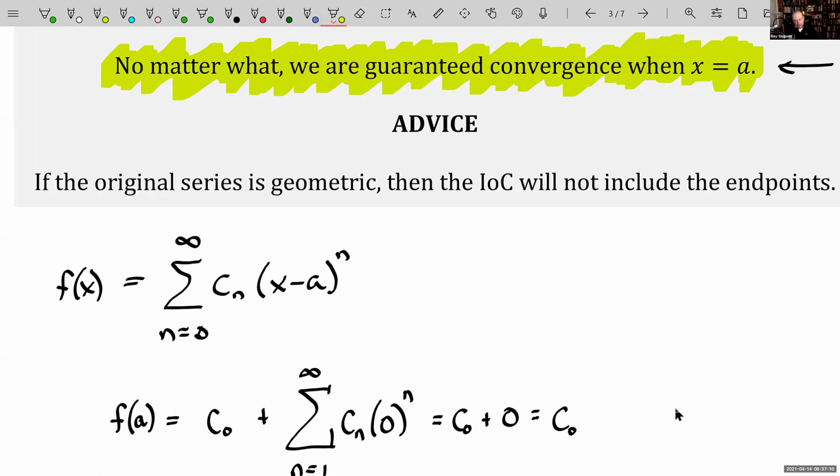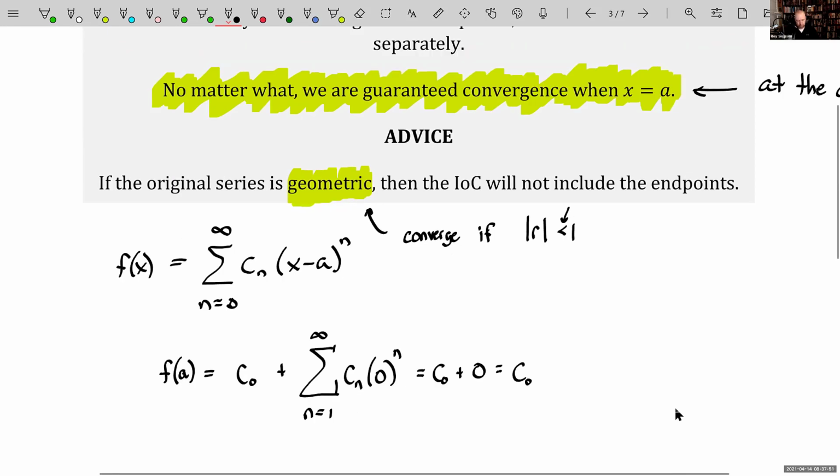If the original series is geometric, well, we know from the geometric series, they don't converge at the edges. In other words, geometric series converge if the absolute value of the common ratio is less than 1. Notice it's not less than or equal to, but less than 1. So because of that, the interval of convergence will never include the endpoints. And we'll see that in a lot of examples. So don't worry. All of this will sound foreign and start gluing together as we move forward.